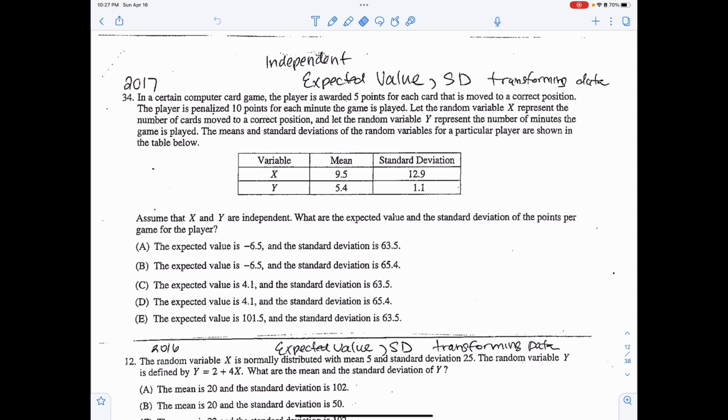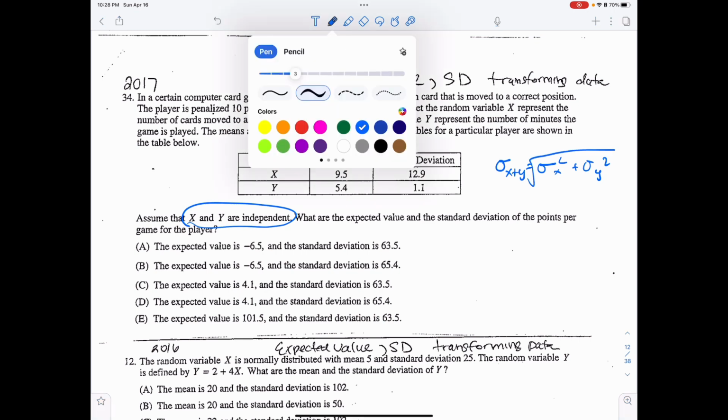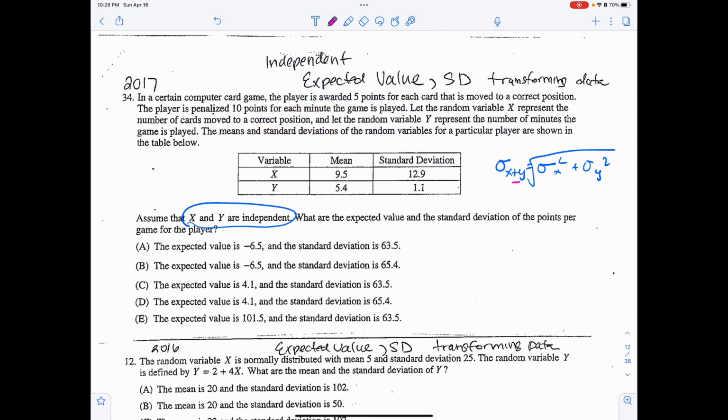In order for us to be able to add the standard deviations, X and Y have to be independent. If they're not, I'm unable to add or subtract the standard deviations. Of course, when I say subtract the standard deviations, remember the standard deviation of X plus Y is the square root of the variance, and the same thing with subtraction, but that stays a plus sign. So that's the standard deviation, of course.